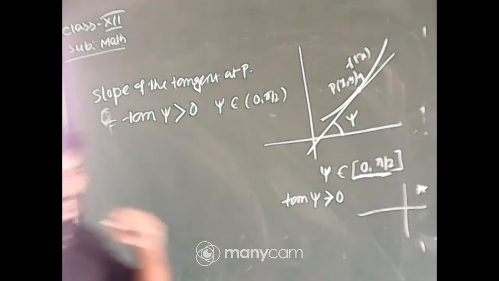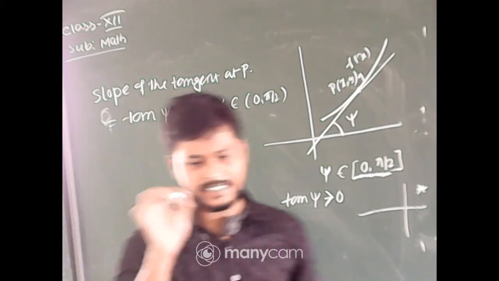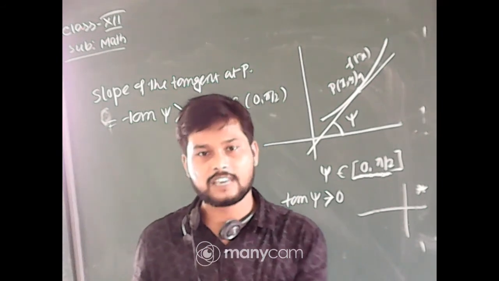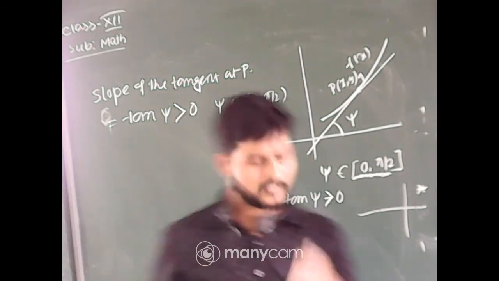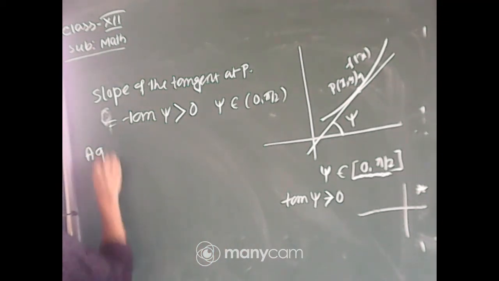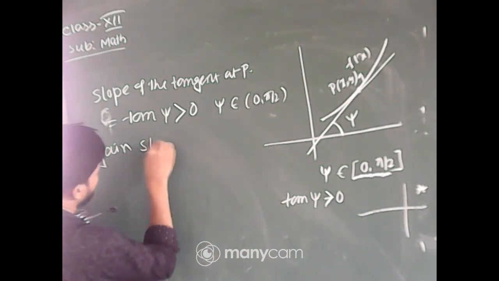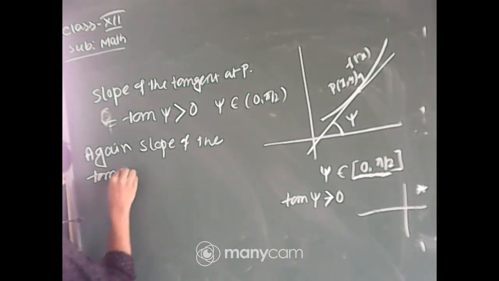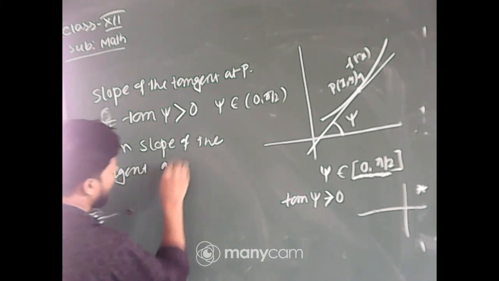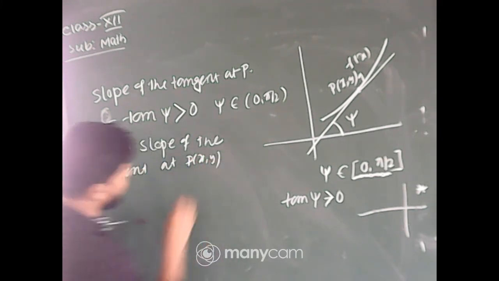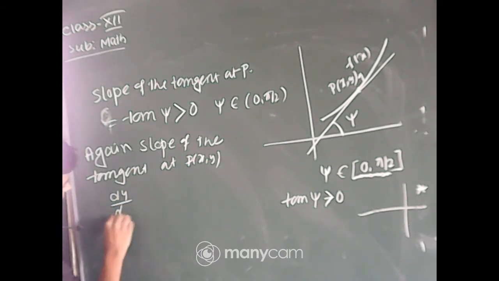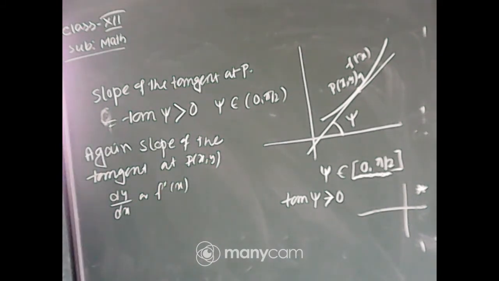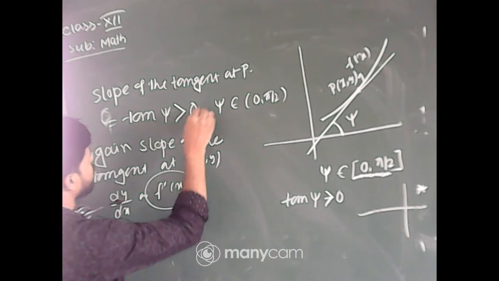Okay. Now look, in the previous class when we were doing the chapter tangent and normal, we learned that the slope of the tangent at any point P is given by dy by dx. Isn't it? So again, the slope of the tangent at the point P whose coordinates are x comma y is given by dy by dx or f dash x. Okay, look, this is the slope of the line, this is also the slope of the line.